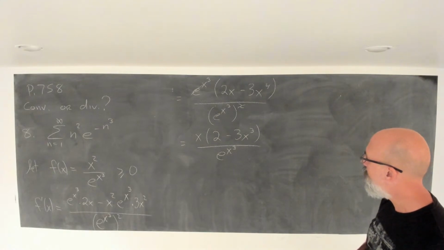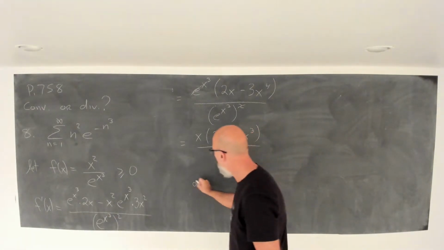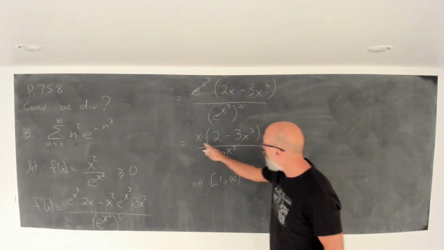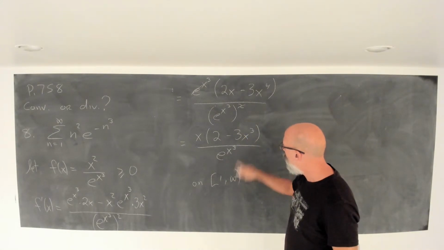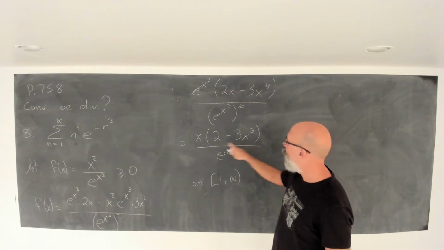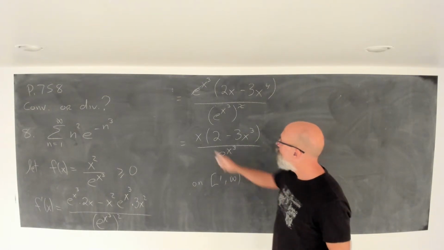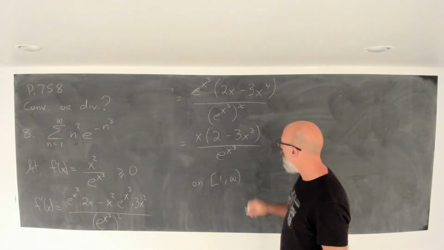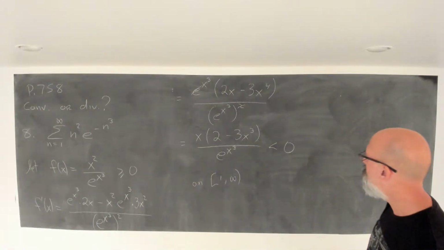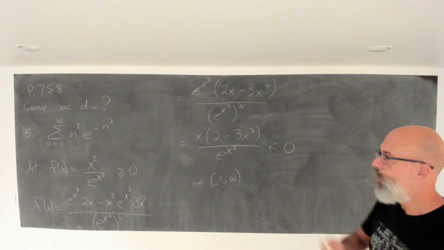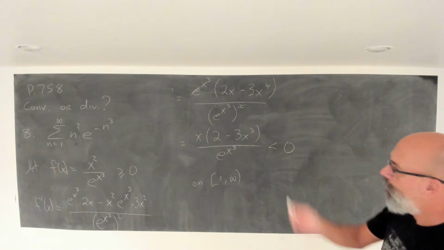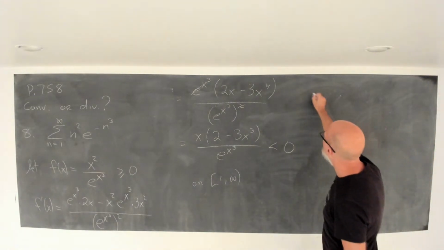And it's easy to see that on the interval 1 to infinity, this is going to be negative. I mean, for large values at least, well, in fact, you can show that from 1 onwards, this is going to be negative. So positive, negative, denominator is always positive. So the derivative is negative, which means that your function is decreasing. So we are in a position to use the integral test. Let's apply the integral test.